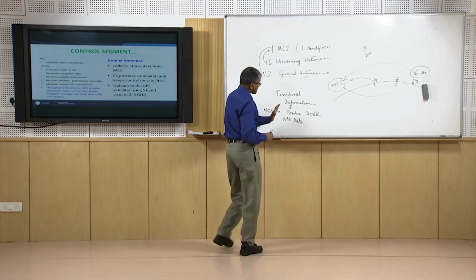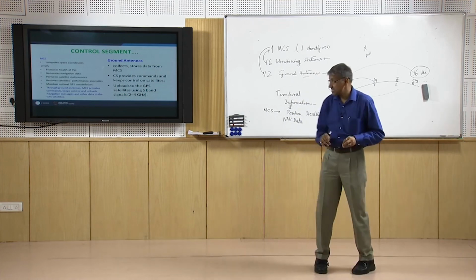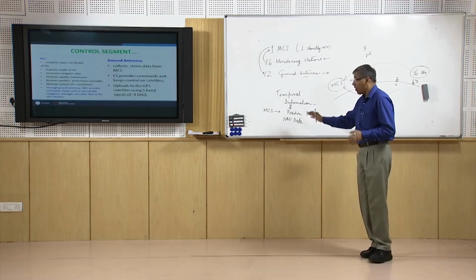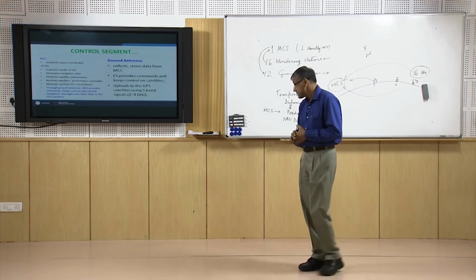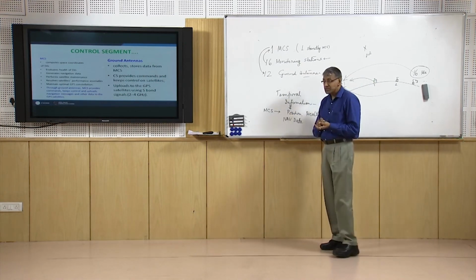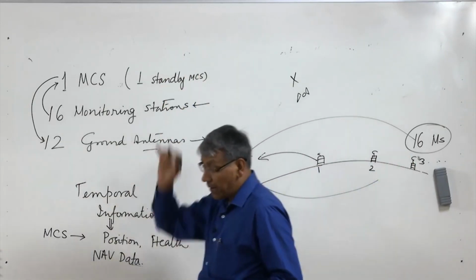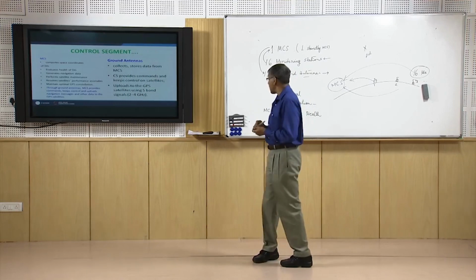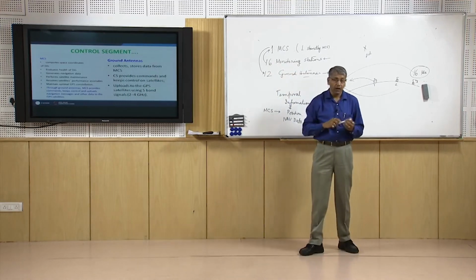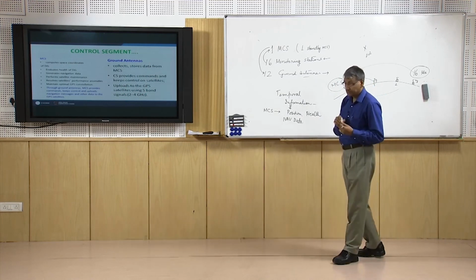Now if at a certain point of time the master control station finds that something is going wrong with some particular satellite, then it will send a message to the ground control antenna to upload the required information or required signal to that particular satellite.